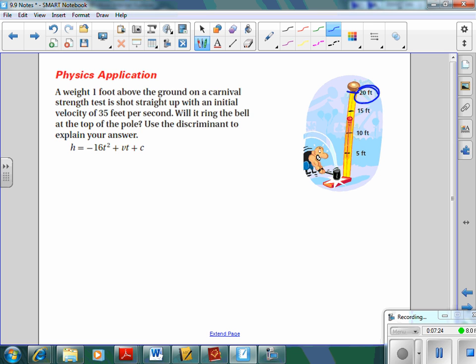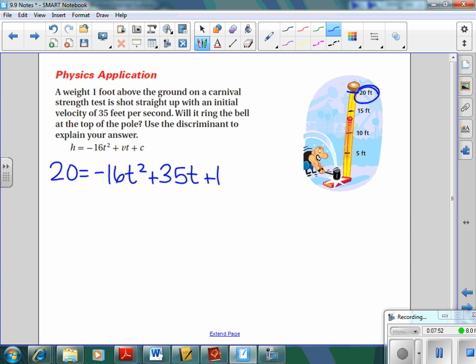So let's plug in the values that they gave us. V stands for velocity, and remember C stands for our starting point. So we have our height equals negative 16t squared plus our velocity, which is 35t, plus how high it starts off the ground, which is 1. The h on the left side is how high we want it to go. So we want it to go up to 20.